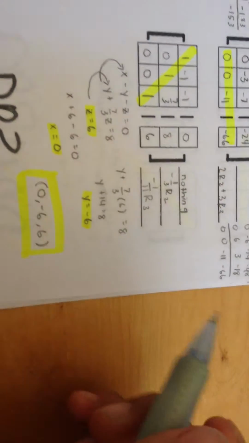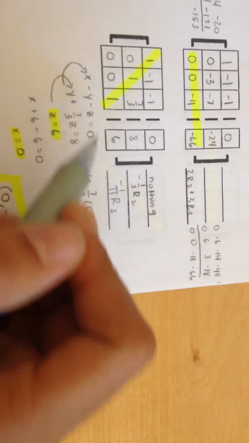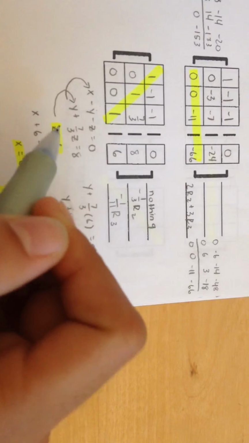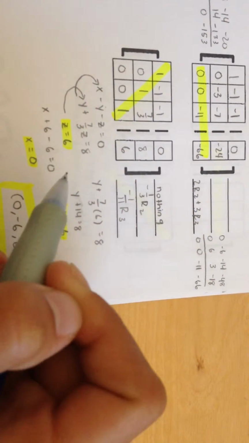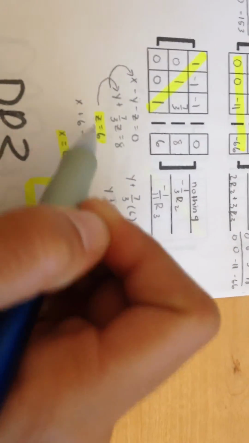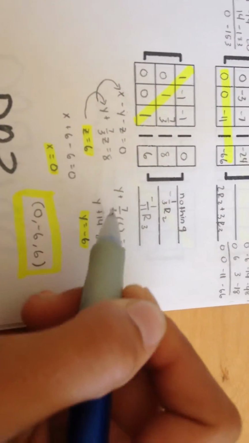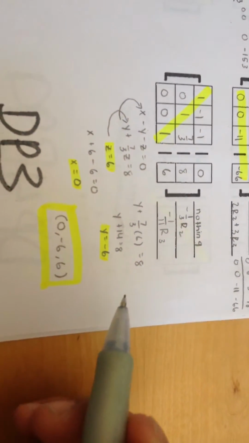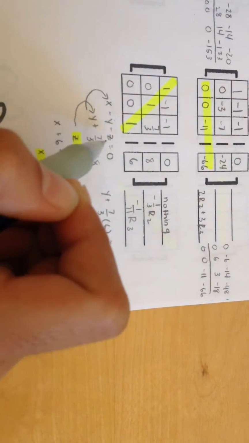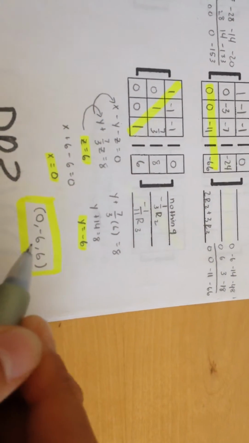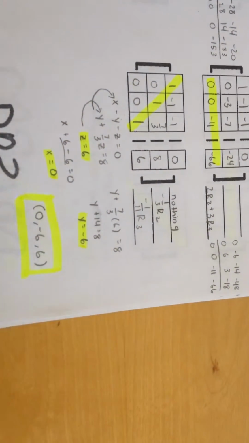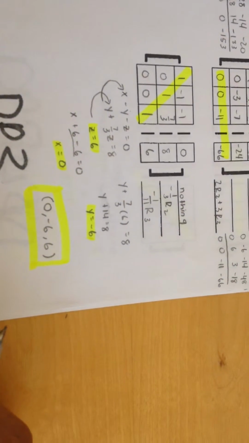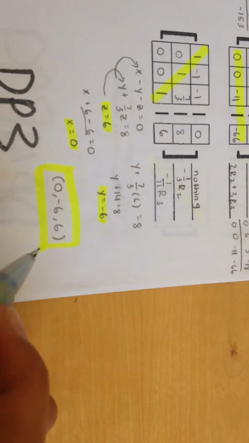Okay, and as you can see, I've used x minus y minus z equals 0, y plus 7/3 z equals 8, and z equals 6. So we want to plug z equals 6 back into this equation. So it would be y plus 7/3 times 6 equals 8, and y plus 14 equals 8, and y equals negative 6. Now we know that y equals negative 6, and we can plug that into this equation along with z. So x plus 6 minus 6 equals 0. These 6's cancel out, and we get x equals 0. And our solution to the problem would be 0, negative 6, and 6.